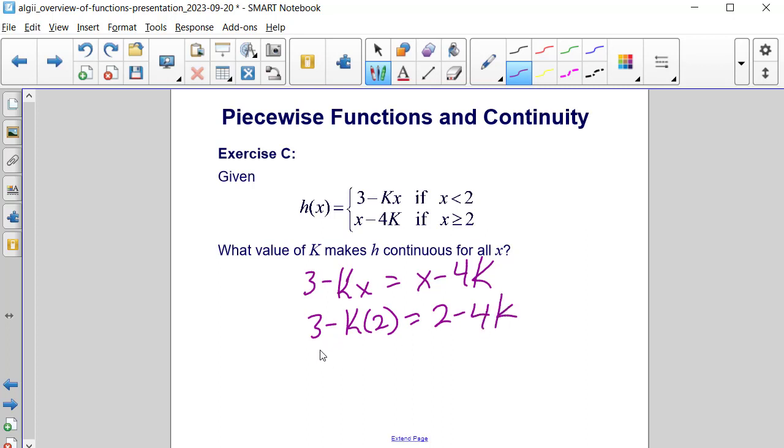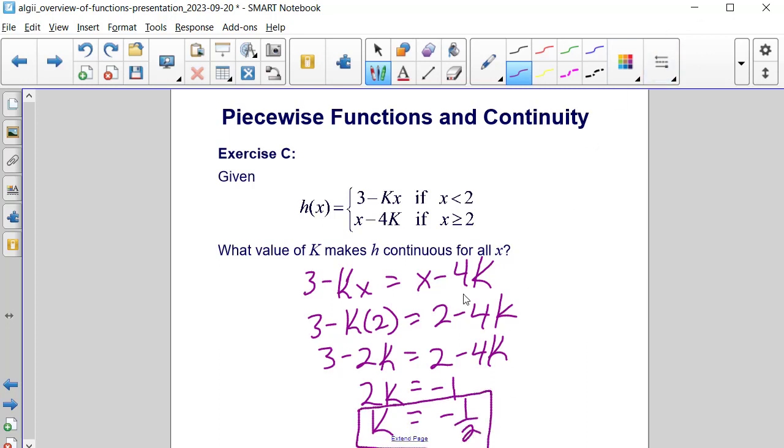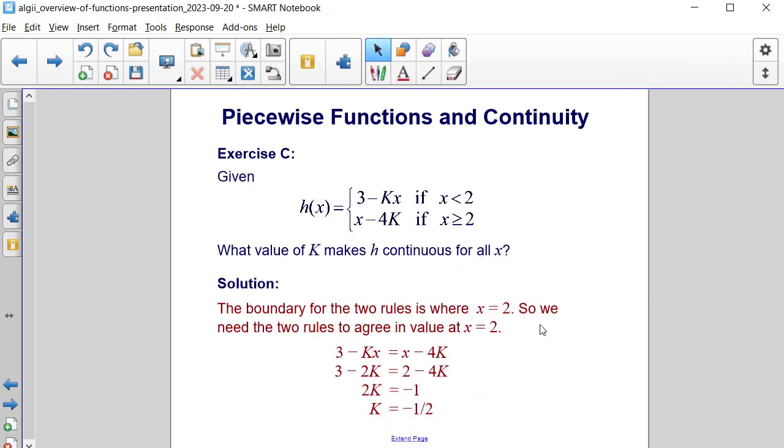So we can simplify this a little bit. 3 minus 2k is equal to 2 minus 4k. If we add 4k to both sides, we'll end up having 2k on the left, and if we subtract 3 from both sides, we would end up having -1 on the right. And then if we divide both sides by 2, we'll get that our k value is equal to -1/2. And below is the solution to this exercise. It does come out to be the same value of k, -1/2, that we found when we solved it.